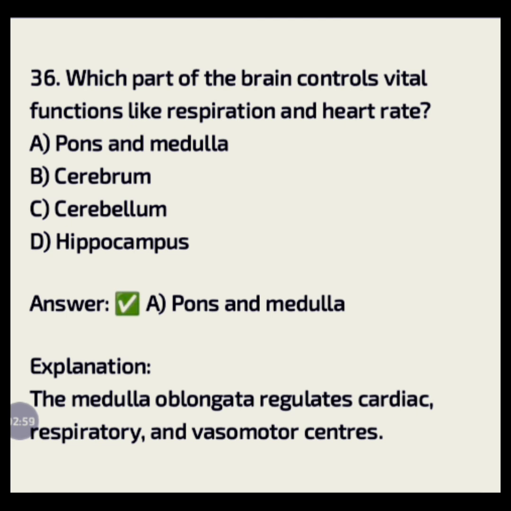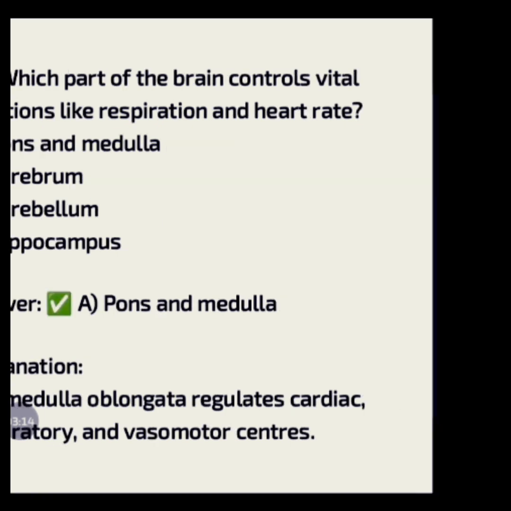Which part of the brain controls vital functions like respiration and heart rate? Option A, pons and medulla; option B, cerebrum; option C, cerebellum; option D, hippocampus. The correct answer is option A, pons and medulla. The medulla oblongata regulates cardiac, respiratory, and vasomotor centers.